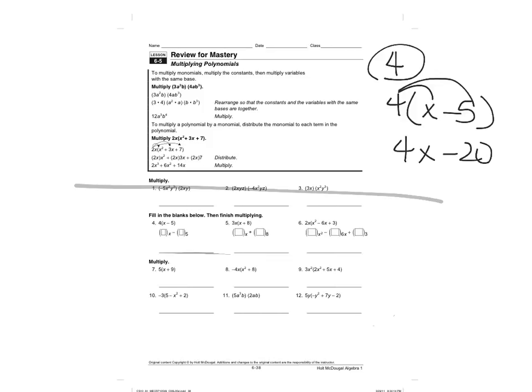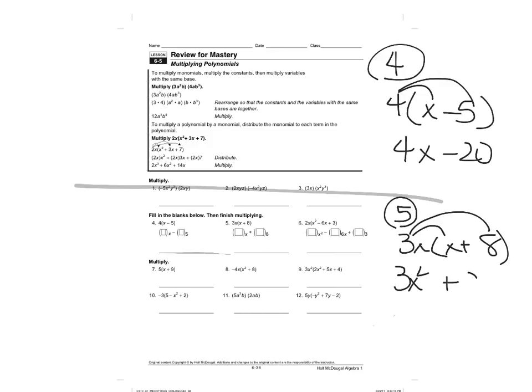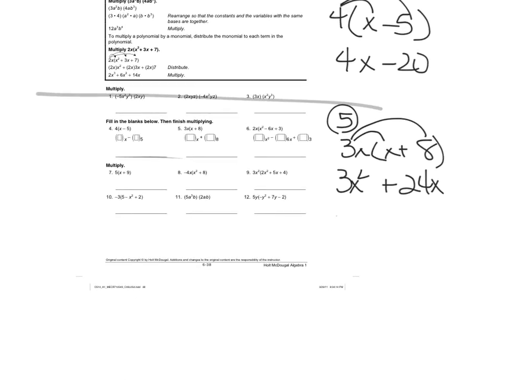For number 5, we have 3x, and then we're going to distribute that to x plus 8. So I'll distribute it to the x, and I get 3x squared. Then I distribute it to the 8, and I get 24x. That's it? That's it. Okay? Yeah, you're going to have like 4 numbers in that. All right. Now let's try number 6.